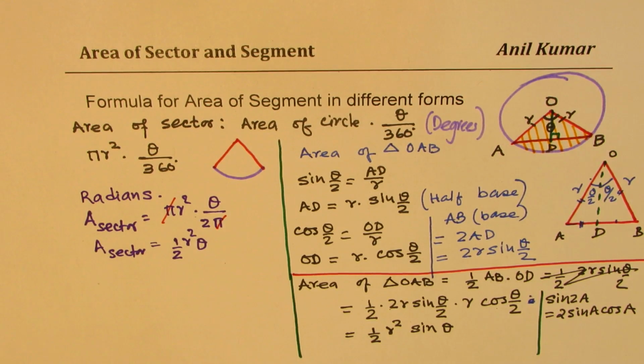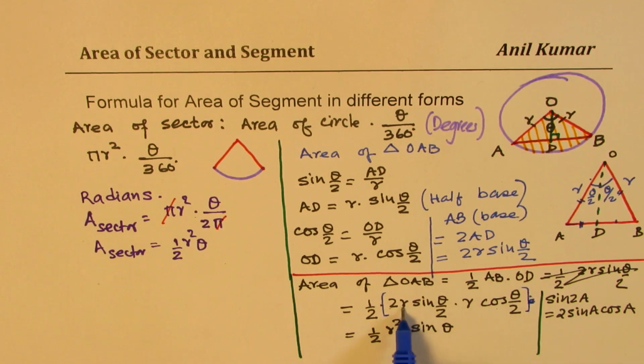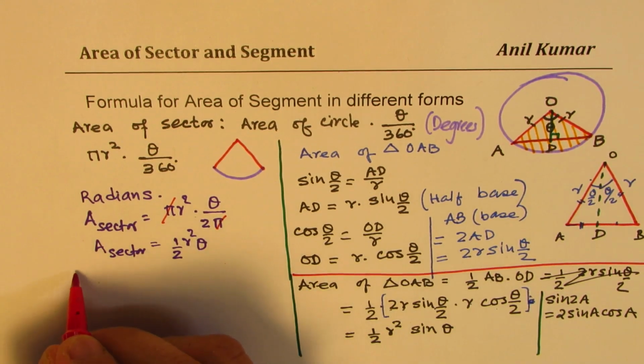So we could actually combine these terms and get R times R as R squared, and 2 times sine theta by 2 cos theta by 2 is sine theta. So we get half R squared sine theta. Perfect. So for the triangle, that is the area. Now we should be in a position to find the area of the segment.